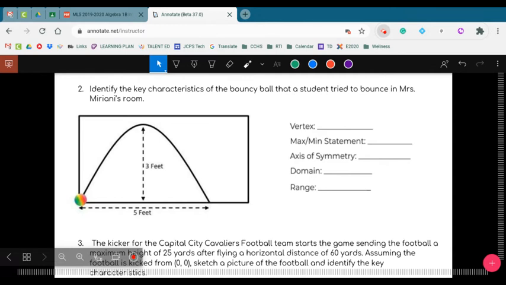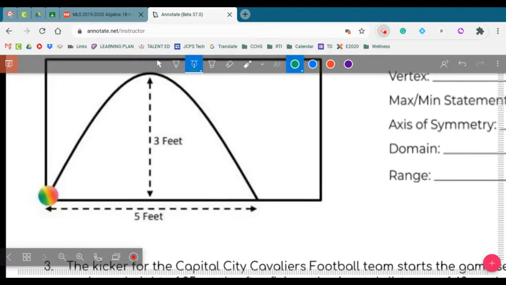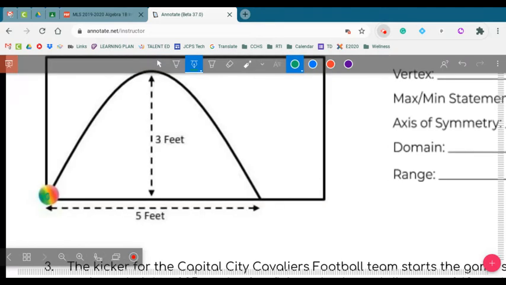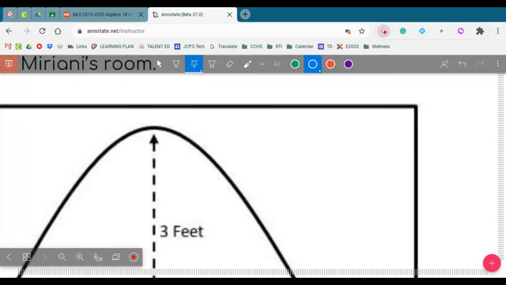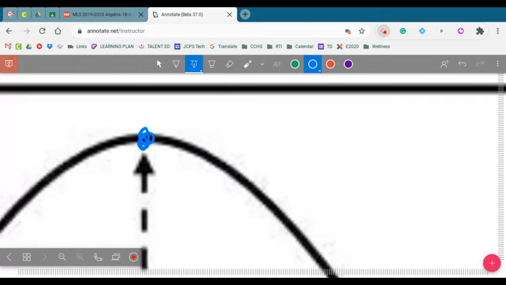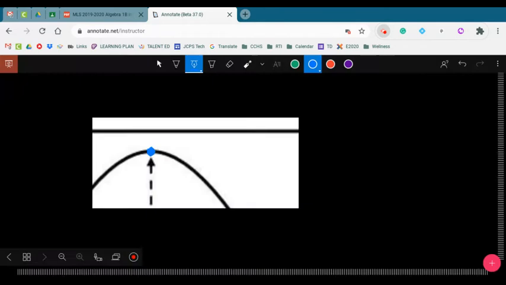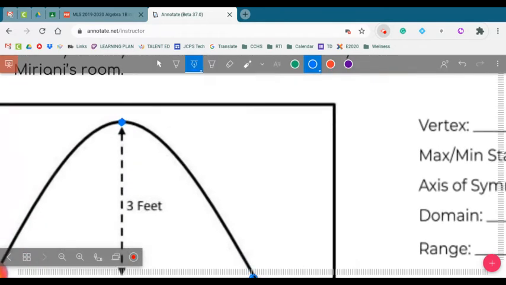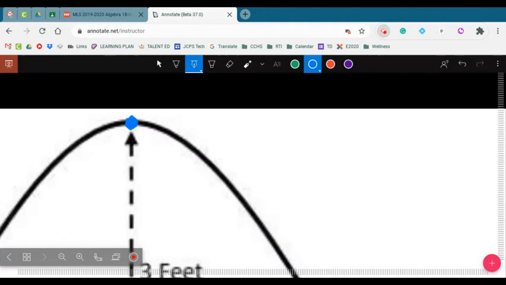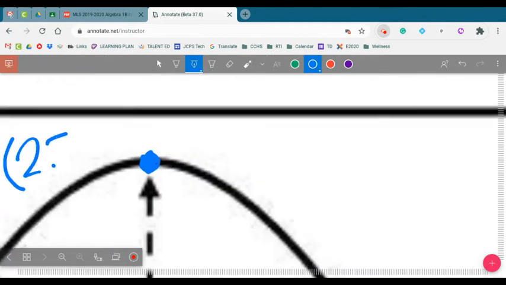Mrs. Mariani's room. So if we look at this, our bouncy ball started down here. So this would be 0, 0. And all the way across the room, and it ended at 5 feet. So this would be 5, 0. So we have to think, okay, it went up 3 feet. So what is that point? So over, halfway in between 0 and 5, it's going to be 2.5. So it's going to be 2.5, comma 3, because y is our height.